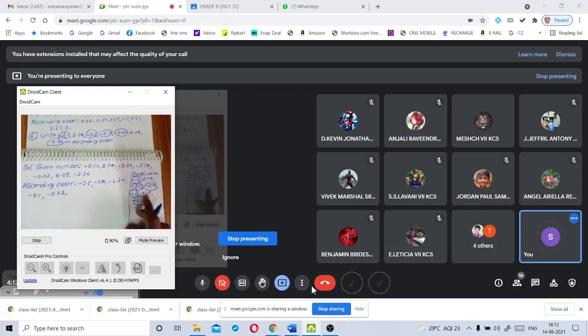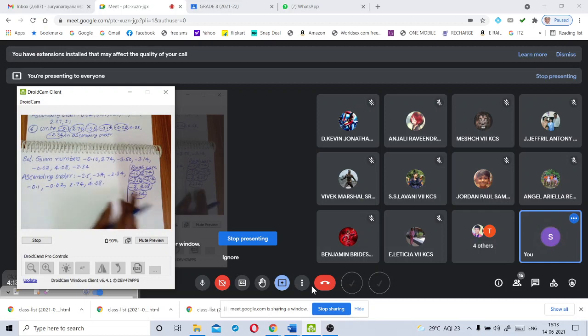Next number. Sir, 2.74. And the last number, 4.08, sir. You can do that rough work here. For your convenience, you can do the rough work like this.